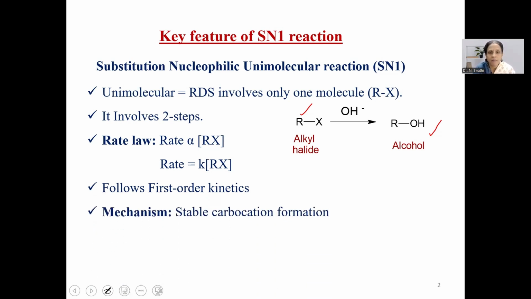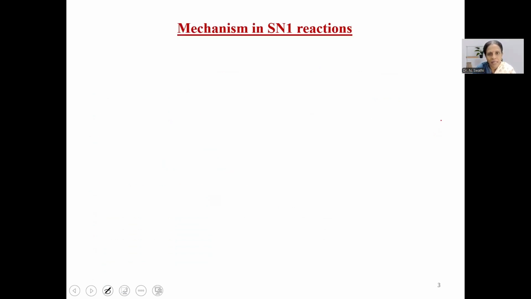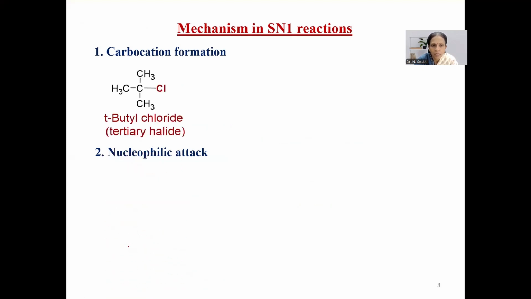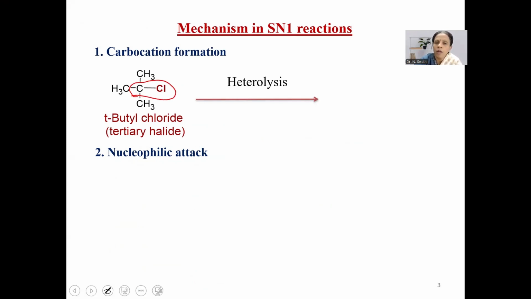Now coming to the mechanism, the mechanism of SN1 involves formation of a stable carbocation. Let us deep dive into this mechanism. It involves two steps: the first step is the formation of the carbocation and the second step is the nucleophilic attack. Let us consider this mechanism by taking a tertiary alkyl halide as an example. Here I have taken tertiary butyl chloride. In the first step, the carbon halogen bond, that is the carbon chlorine bond, undergoes heterolysis due to the bond polarity.